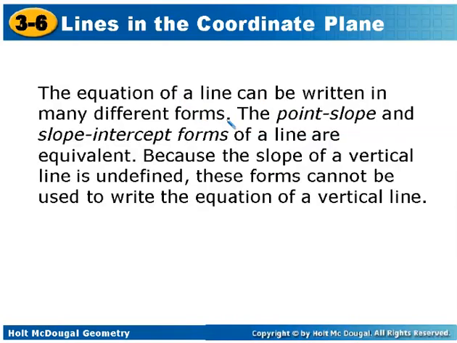A little note here. Equations of lines can be written in lots of forms, but most of the time we'll use point-slope and slope-intercept, and they're actually equivalent to each other. And I'll explain that again as we get further in this lesson. But you also need to know that the slope of a vertical line is undefined, and for that reason, we probably won't be able to use point-slope and slope-intercept form to define an equation for a vertical line.